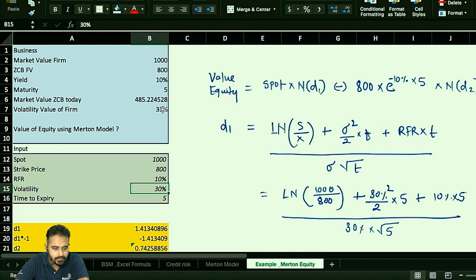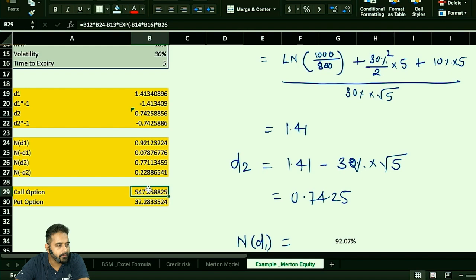Okay. So in your Black and Scholes calculator, all values will now come from these blue boxes. So if you want to play around with the Merton model, you can come and put in the numbers here, you'll get the answer. And the value of the call option is coming out to be 547, which is matching with what valuation we've done.